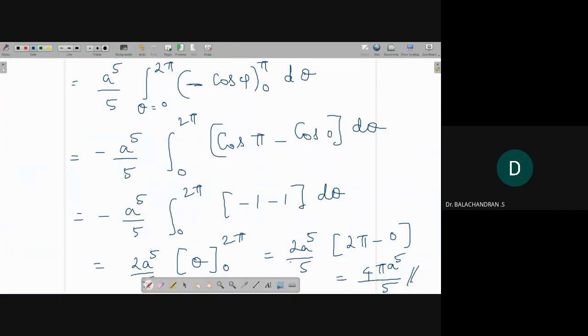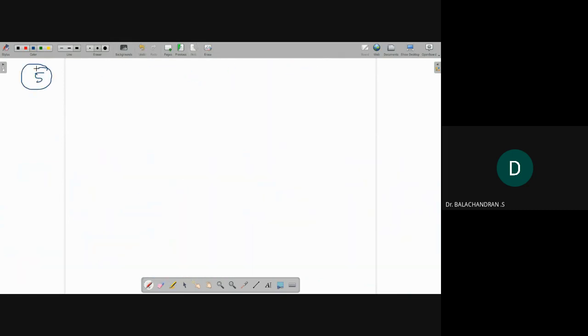Okay, and the last problem. Evaluate the triple integral 0 to log 2, 0 to x, 0 to x plus y, e power x plus y plus z dx dy dz.